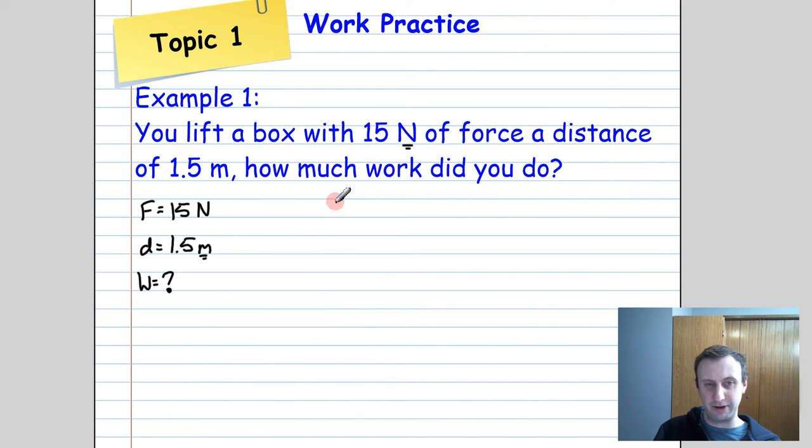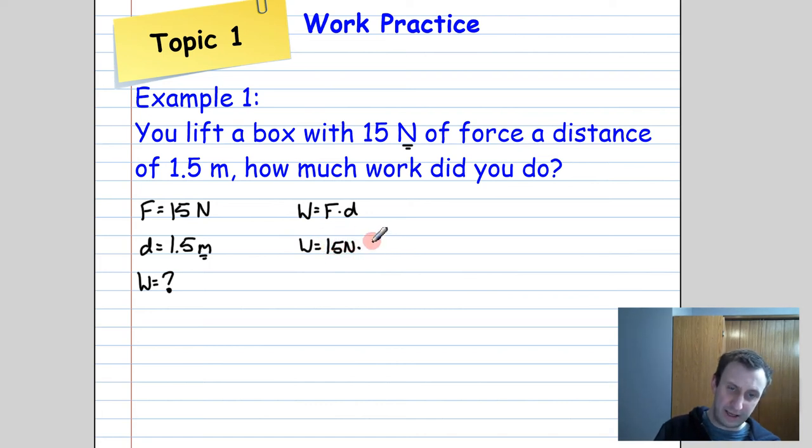So now that I've stated my variables, I'm going to put in my formula and work with the formula. Work is equal to force times distance. This formula you'll always have access to on a formula sheet or whatever. So this is the formula that we use to calculate work. Work then is very simply equal to force of 15 newtons multiplied by a distance of 1.5 meters. So it's just 15 multiplied by 1.5.